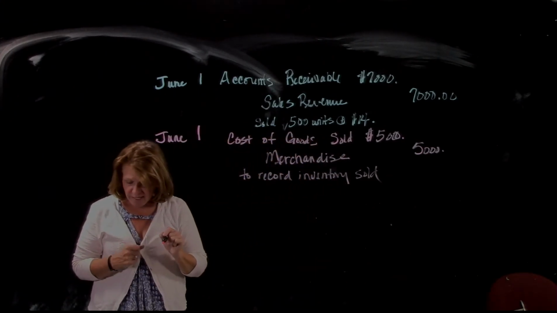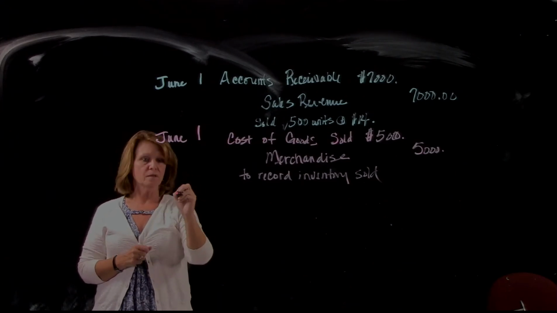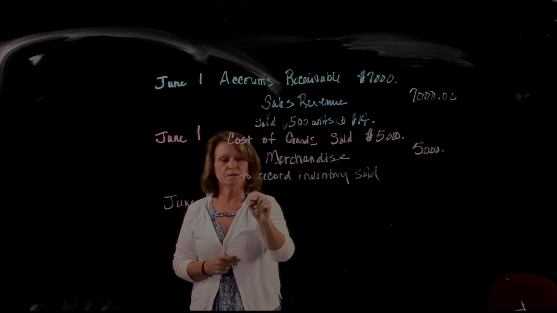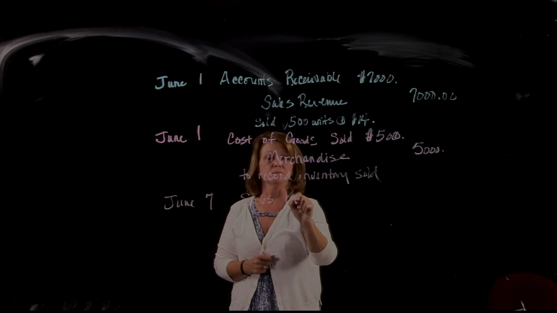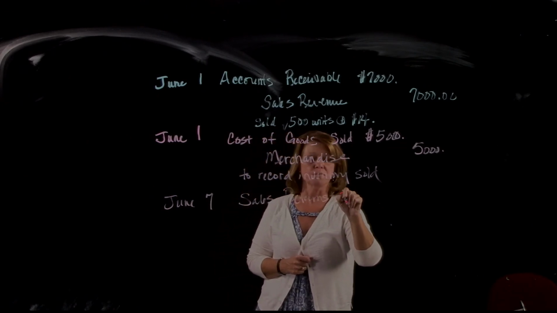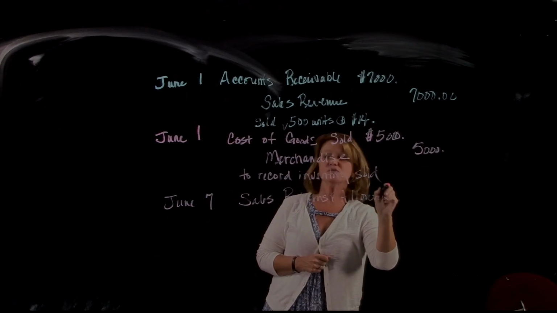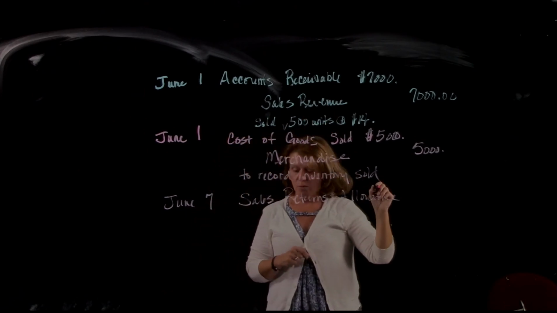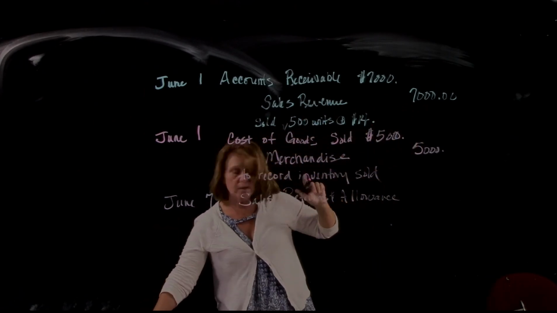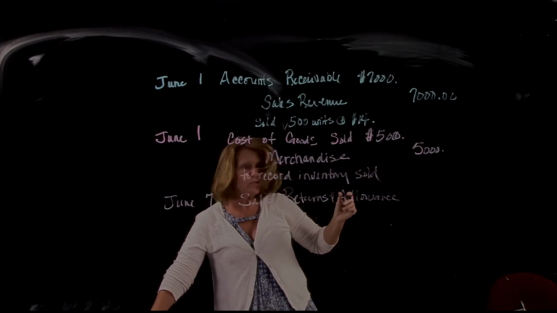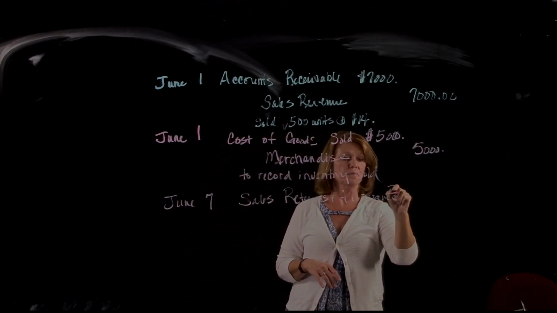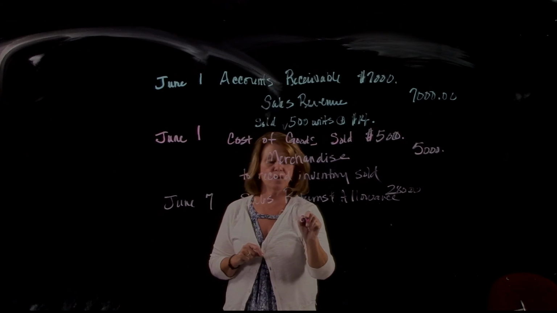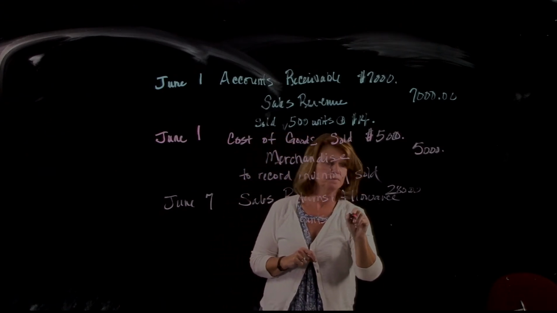On June 7th, they returned 20 items. June 7, sales returns and allowances. Sales returns and allowances is a contra sales revenue account. So sales revenue is a credit, a contra account, and it's $280. And the credit is accounts receivable because they no longer owe us that money. $280.